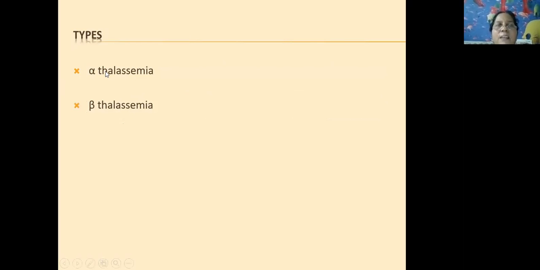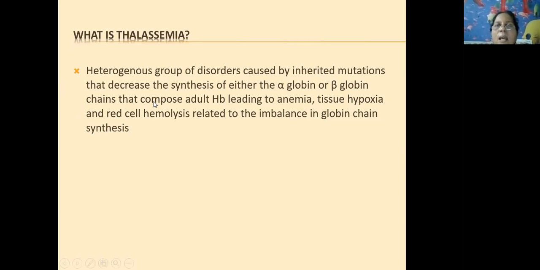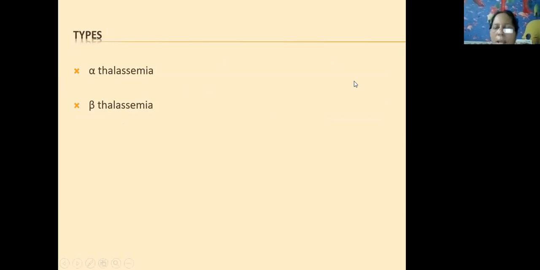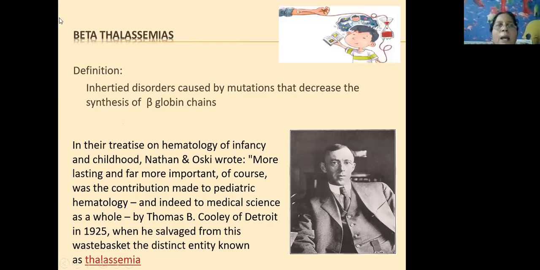So the types are alpha thalassemia, beta thalassemia, as we said, alpha globin or beta globin. Now beta thalassemias, we are more worried, so we'll talk about that first. Inherited disorder caused by mutation that decreased the synthesis of beta globin chain.